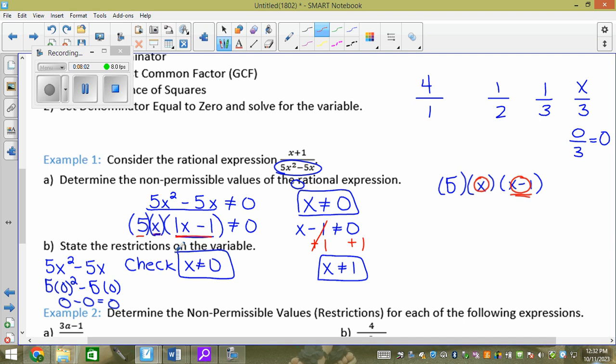I'm going to check x can't equal -1. Okay, so I go 5 times -1 squared minus 5 times -1. -1 squared is what? 1. 1 times 5 is? 5. And then -5, is it -5?